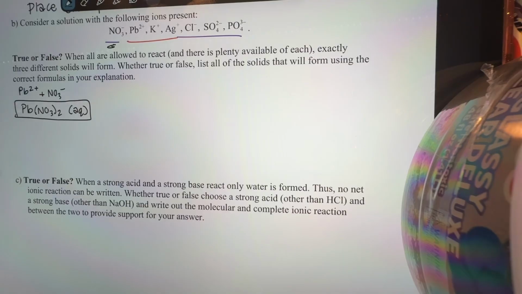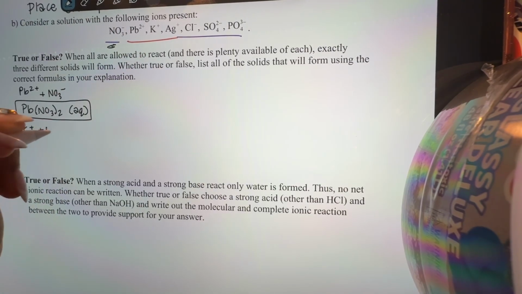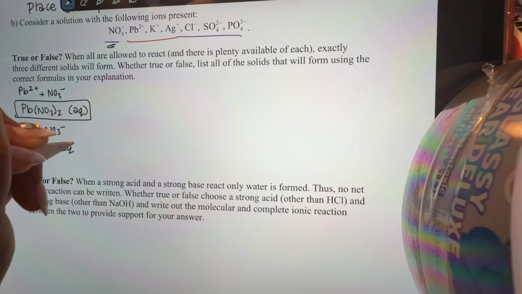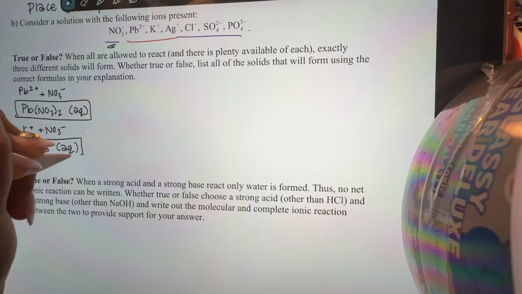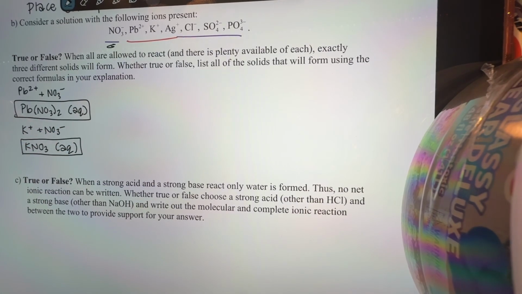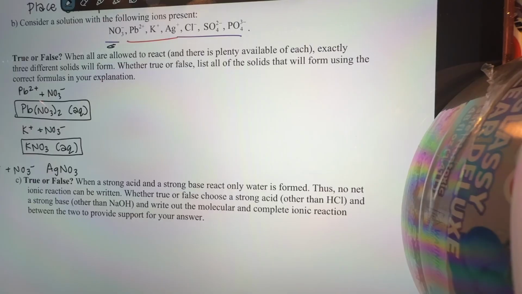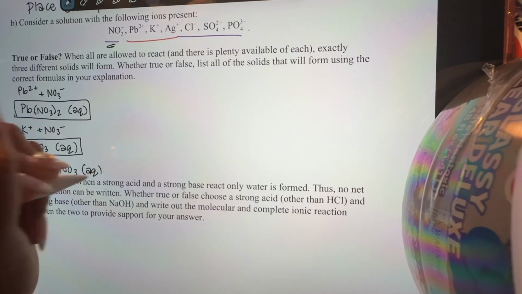Next one is K, so potassium. K plus and NO3 minus gives you KNO3, and that's also aqueous because it's a nitrate. And then lastly, for the nitrates, Ag plus and NO3 minus gives you AgNO3, and that's aqueous.